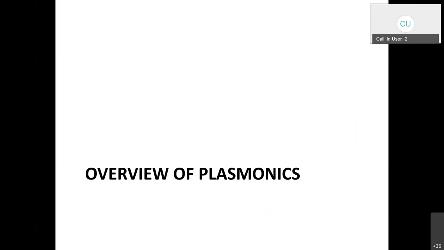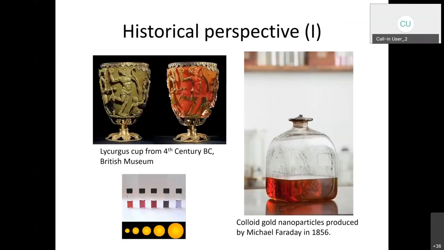For those of you who aren't working specifically in the area of plasmonics, I just wanted to give an overview of what that is. From a historical perspective, we have known that nanostructured metals can provide vivid colors.